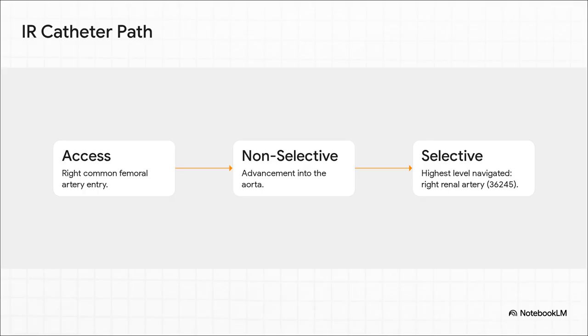Let's move through the steps and see how this builds, because it's definitely not a one-code-fits-all situation. Step 1, we have the access in the femoral artery. Step 2, non-selective advancement into the aorta. But step 3 is where the coding magic happens: selective navigation into the right renal artery. You always code to the highest level of selectivity. So the surgical component here is the selective first-order renal artery catheterization, code 36245. And remember, you've got to carefully distinguish this surgical placement from the radiological supervision and interpretation, or S&I, which is often coded separately depending on the bundling rules.